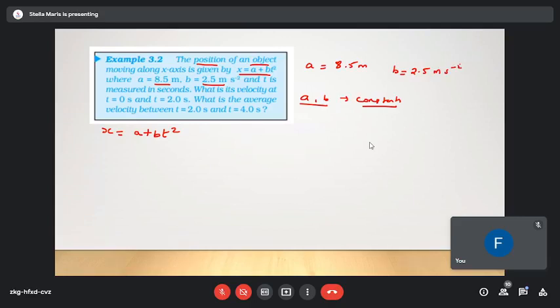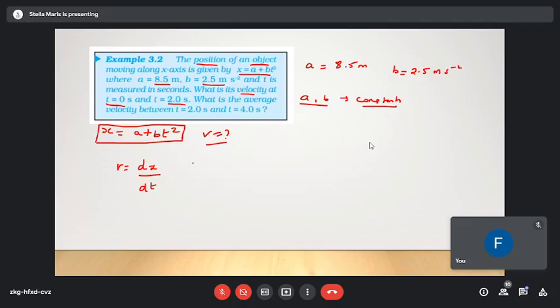So they're asking what is the velocity at t is equal to 0 seconds and t is equal to 2 seconds. They have given the position in the form of an equation, and now we have to find the velocity. So how do you find the velocity? v is equal to dx by dt. They are not asking average velocity, they are asking only velocity, that means instantaneous velocity.